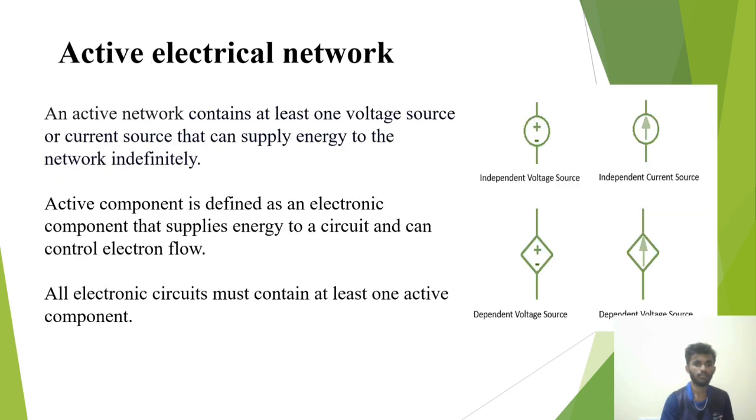Active electrical network. An active network consists of at least one voltage source or current source that can supply energy to the network indefinitely. An active component is defined as an electronic component that supplies energy to a circuit and can control electron flow. All electronic circuits must contain at least one active component.